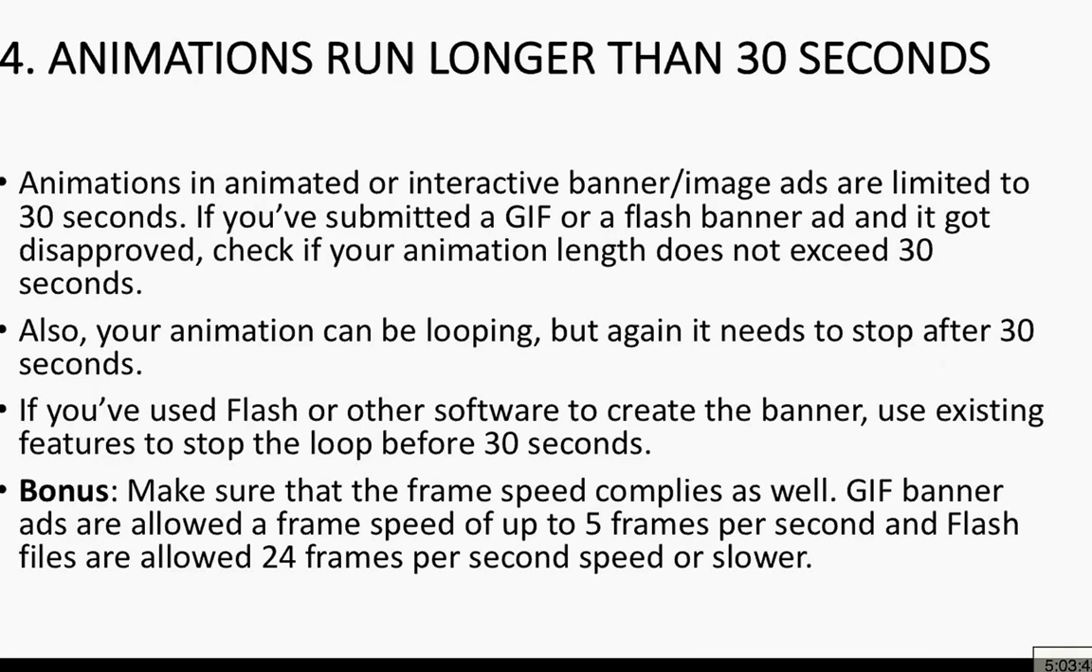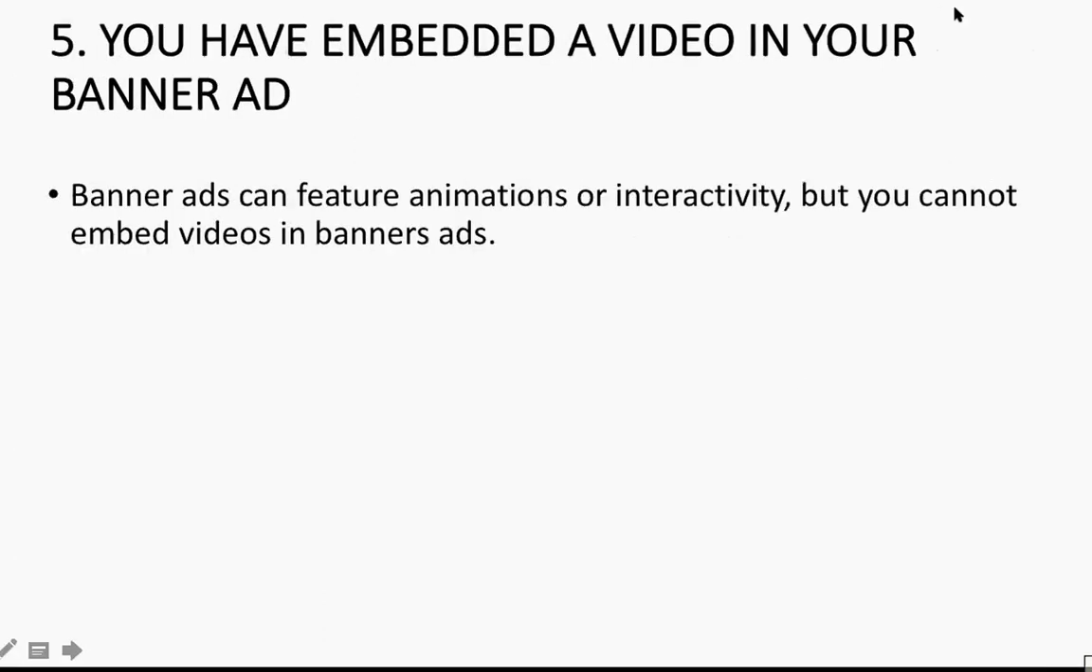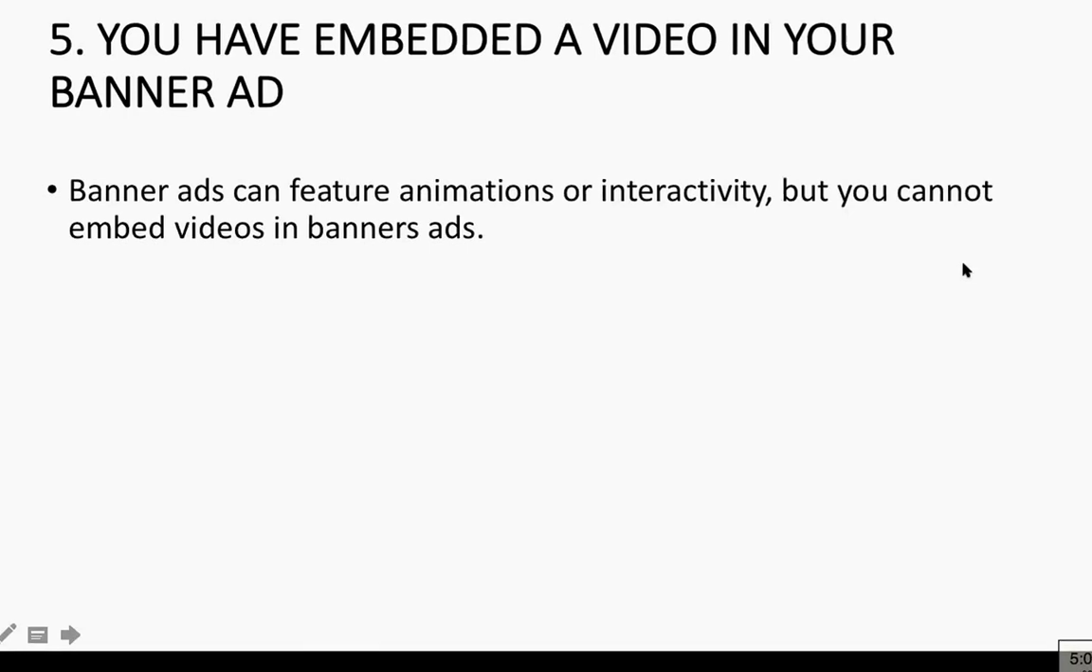GIF banner ads are allowed a frame speed of, like I mentioned before, five frames per second, and Flash files are allowed 24 frames per second or slower. Now, these things might be very new, guys, but when you are hiring a designer, or you have a designer already, you have to let the designer know that these are the things to keep in mind. These are the ad sizes, these are the overall compliances in terms of the display ad. It should not be more than 30 seconds if it's an animated one, it should not be more than 150 kilobytes, and no blurry images are allowed.